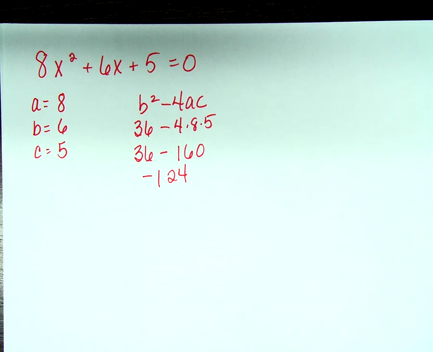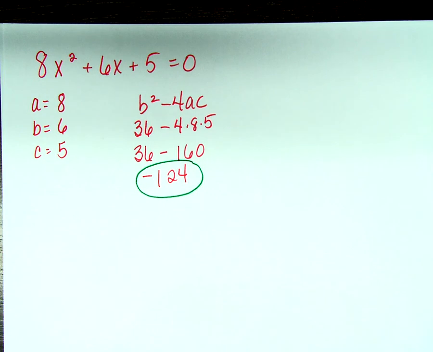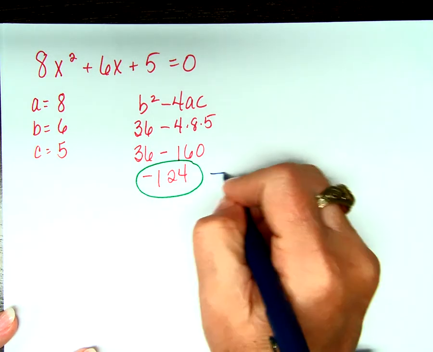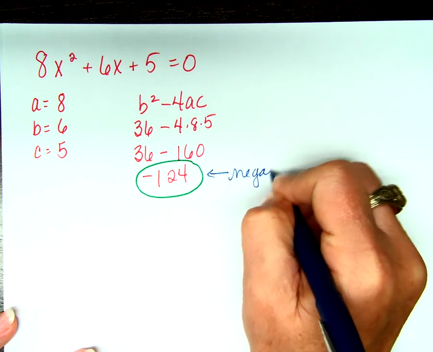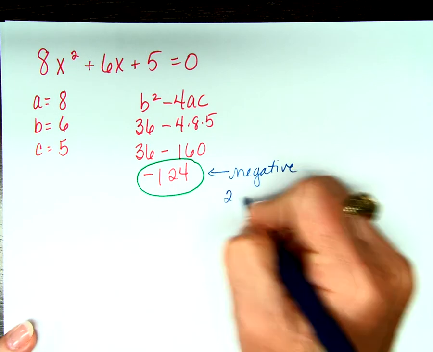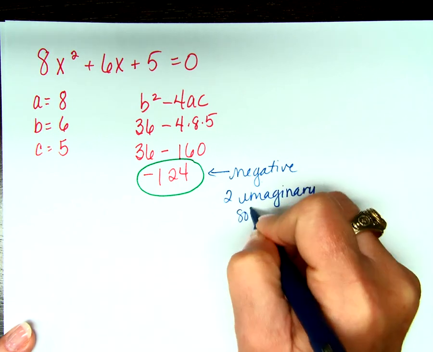So if it says find the discriminant or find the value of the discriminant, we're done, right? But if it says find the value of the discriminant and describe the number and types of solutions, what do you notice about this number? It's what? It's negative. And didn't we work on this yesterday? Negatives? Didn't we do that? What did that tell us? Two imaginary solutions.